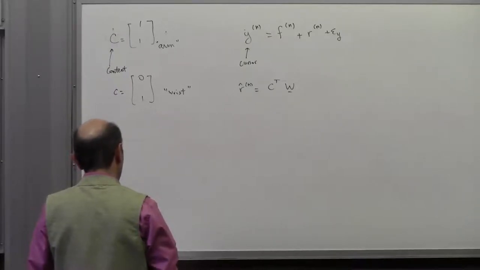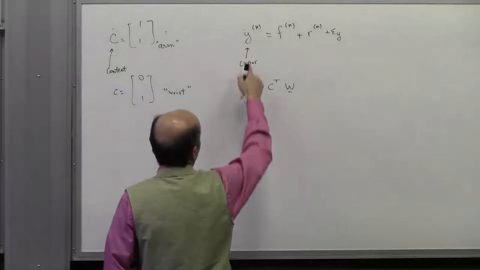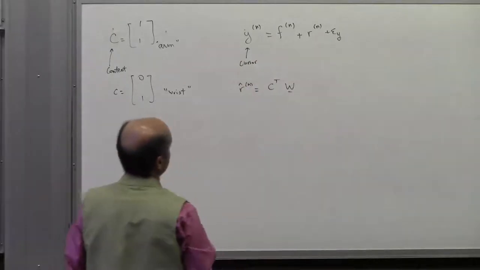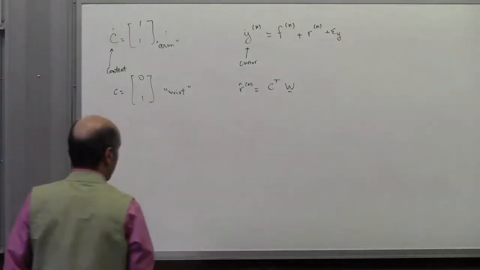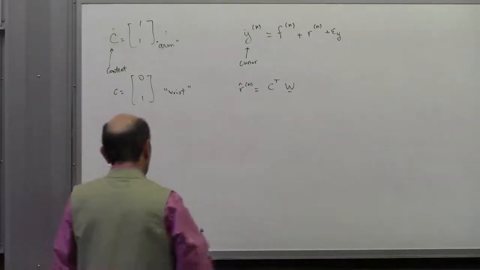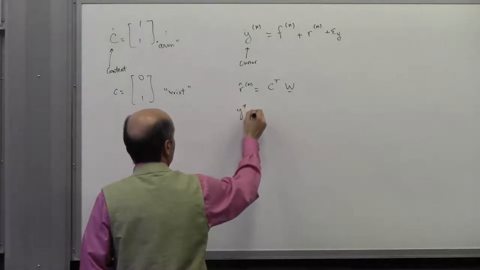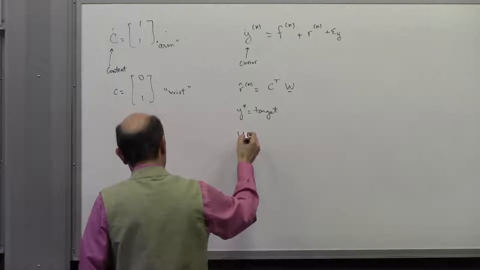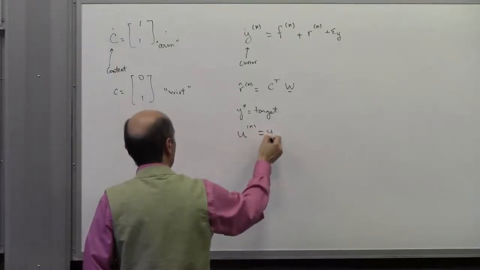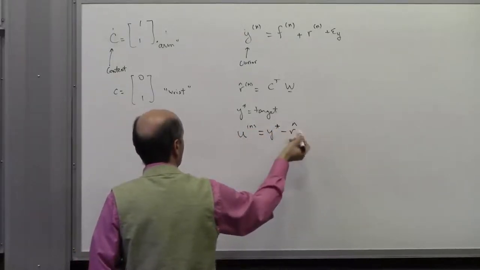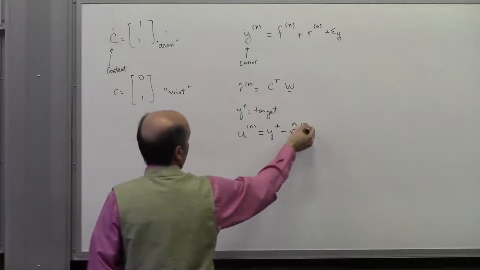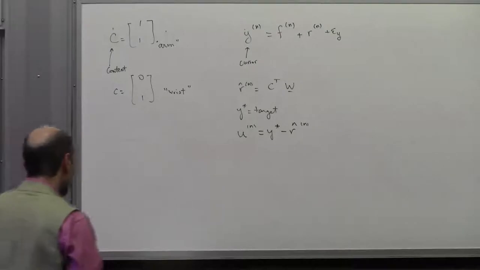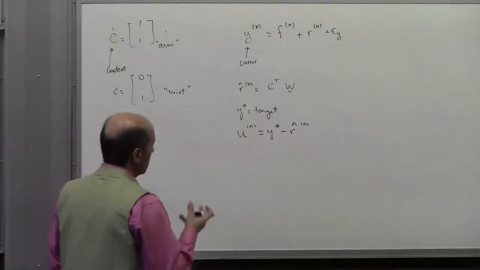with those contexts. So what this means is that this equation, it's going to have context in it depending on the scenario. So I have some target that you give me, Y star. That's where I'm supposed to take the cursor. And I'm going to generate U on trial N, which is equal to Y star minus R hat. Whatever I believe the perturbation to be, I'm going to try to cancel it so that I get to the target.